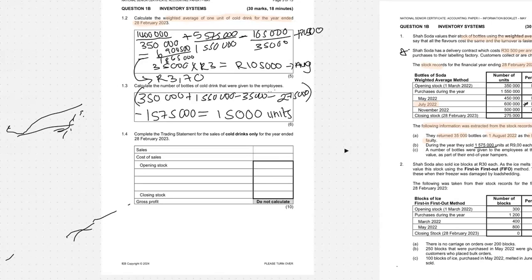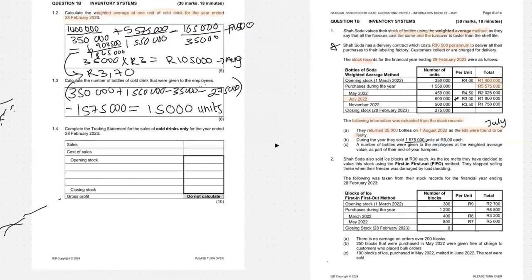So our sales, we were told in the information that 1,575,000 units were sold at 9 Rand each. So your sales is just the number of units times the selling price, which is 9. So that will be 1,575,000 multiplied by 9 Rand, and that will give you your total sales, 14,175,000.